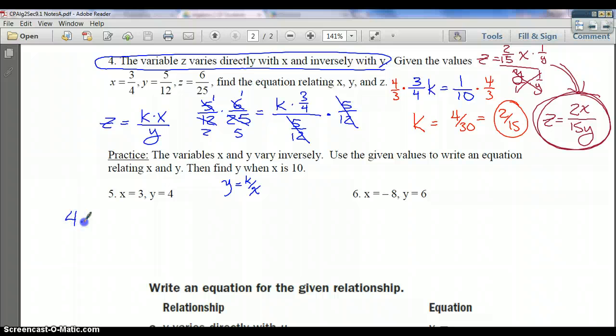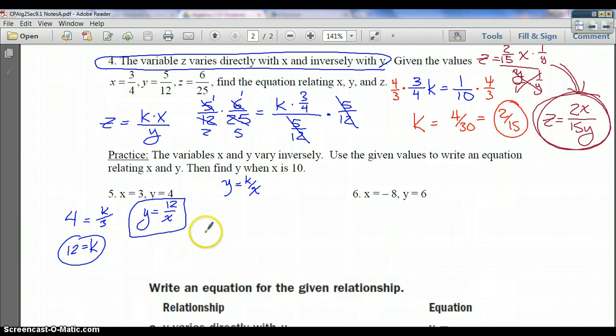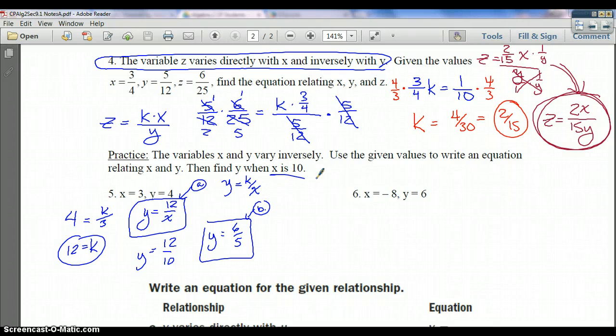So we're looking at 4 equals k divided by 3, so k can clearly be stated as 12. Here's my equation: 12 divided by x. Let's plug in 10. So y will equal 12 divided by 10. Y will equal 6/5. So that's for part A. Part B, which I'm calling when I evaluate when x is 10. Let's go to the next one.